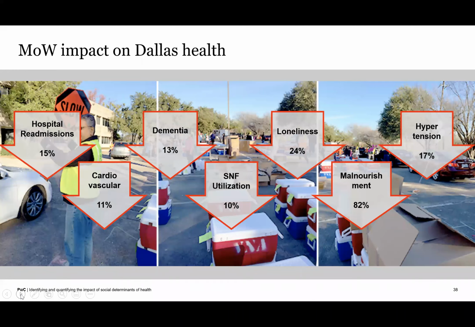It allows us to check on that person, and those clients know someone's going to come and see them. So that's a key part of what PwC was able to show: the difference between people that are receiving meals and people that are not.